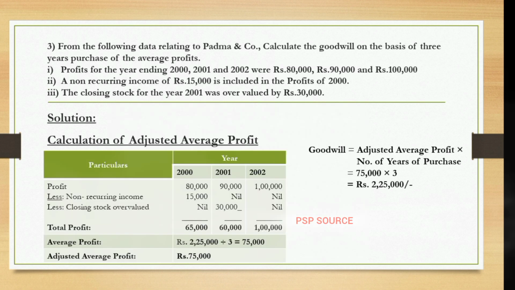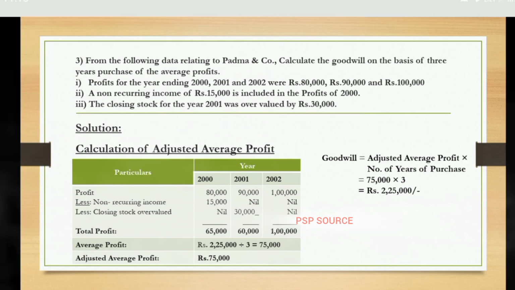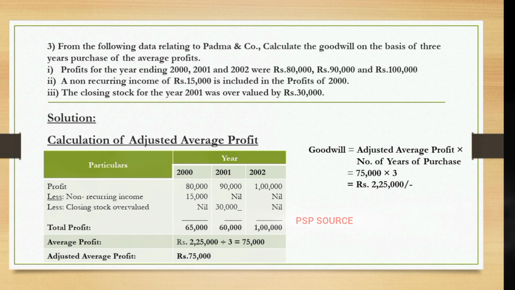The problem is from the following data relating to a company. Calculate the goodwill on the basis of 3 years of purchase of the average profit. The profit for the year 2000 is 80,000, for 2001 90,000, and for 2002 1 lakh was given in our problem. Non-recurring income is given in our problem, so we have to deduct such balance from the profit for the year 2000.